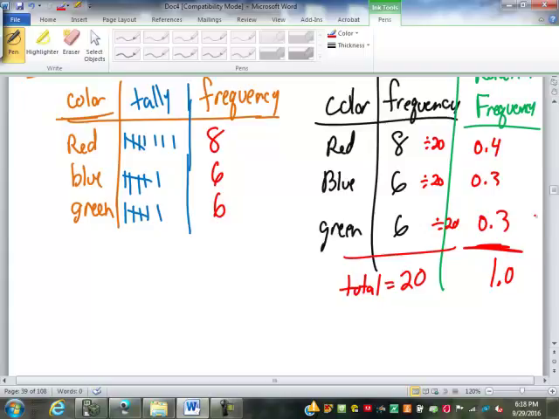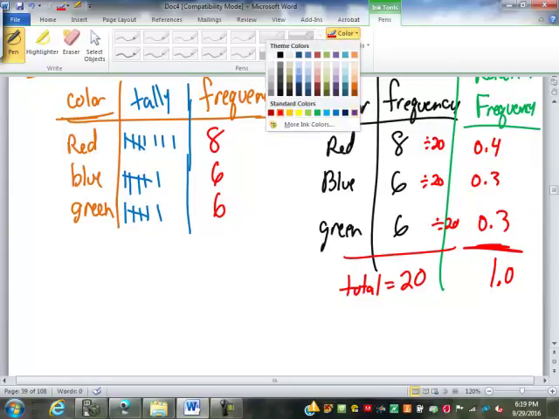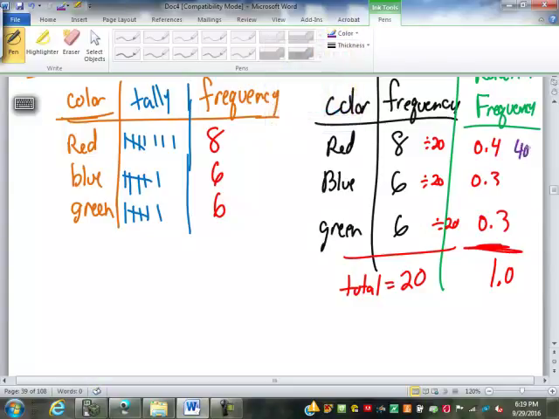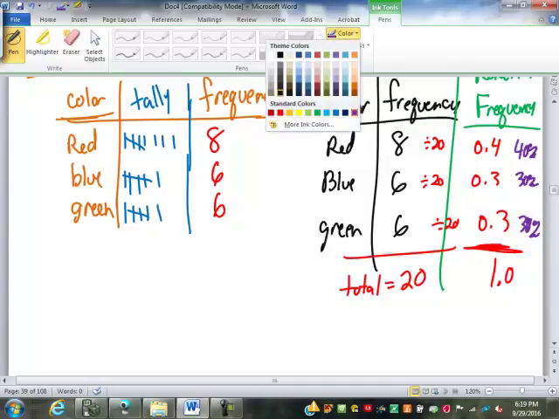20 was an easy one to divide by. If it was 30, you might get some decimals that you have to round off, and so on. So I could list it as 0.4, 0.3, and 0.3, or I could change them to 40%, 30%, and 30%. Either way is fine. Some textbooks will separate it as relative frequency and percent frequency, but they really are describing the same thing. It's what portion of the whole amount is being represented there.